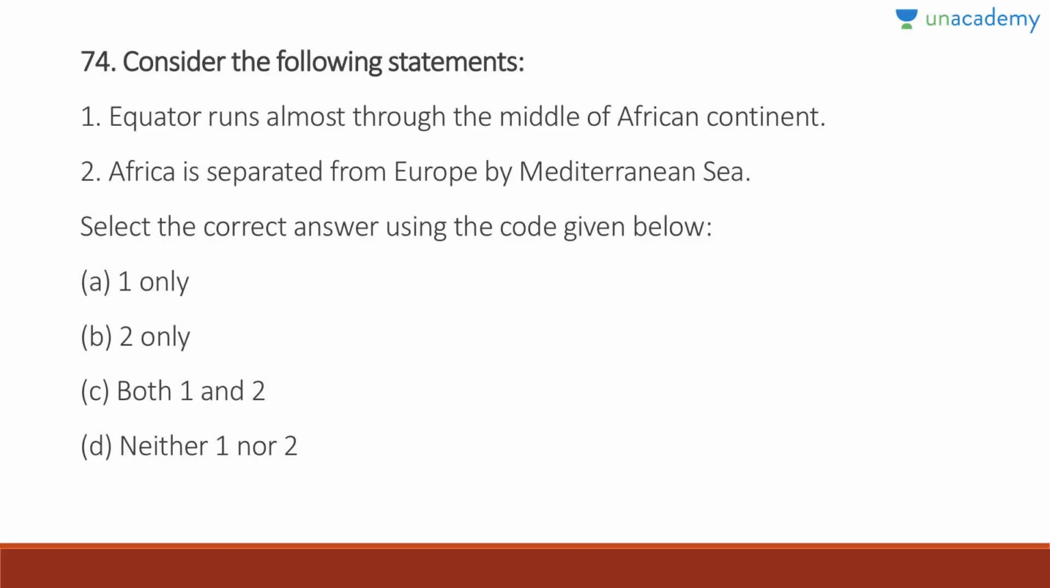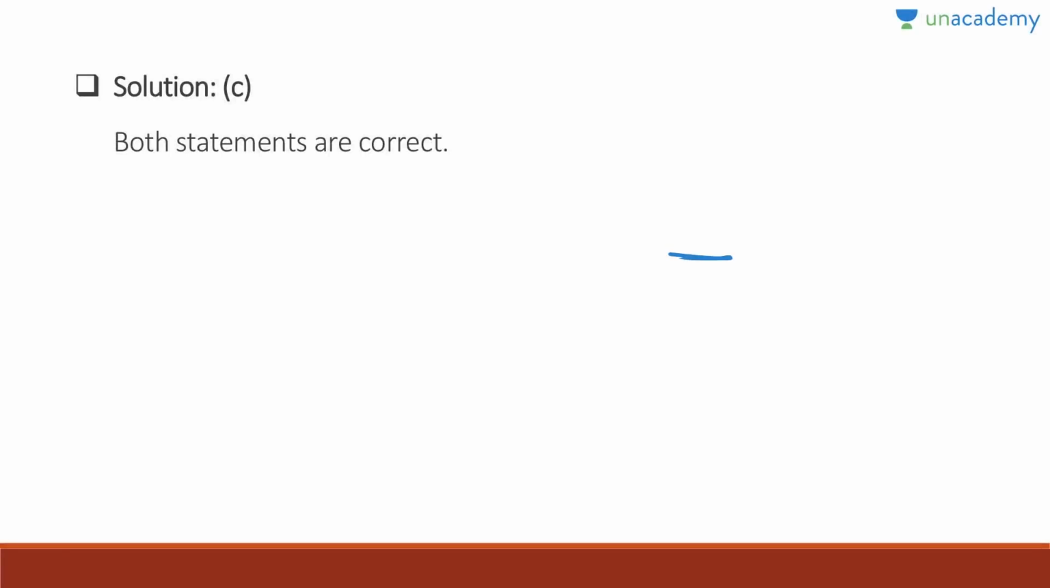Question number 74. Consider the following statements. Equator runs almost through the middle of African continent. Yes, this is correct. Africa is separated from Europe by Mediterranean Sea. Yes, this is also correct. So answer here is C, both 1 and 2. The closest they come is where the Gibraltar is. That's the place, that is the closest. Answer here is C, both 1 and 2.